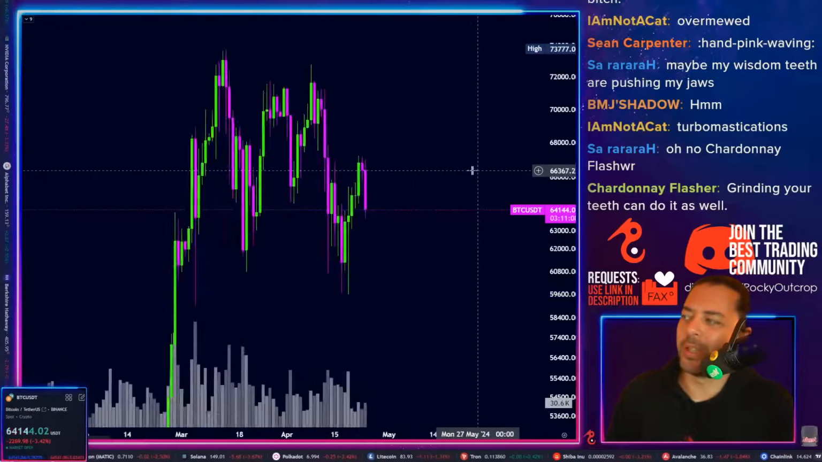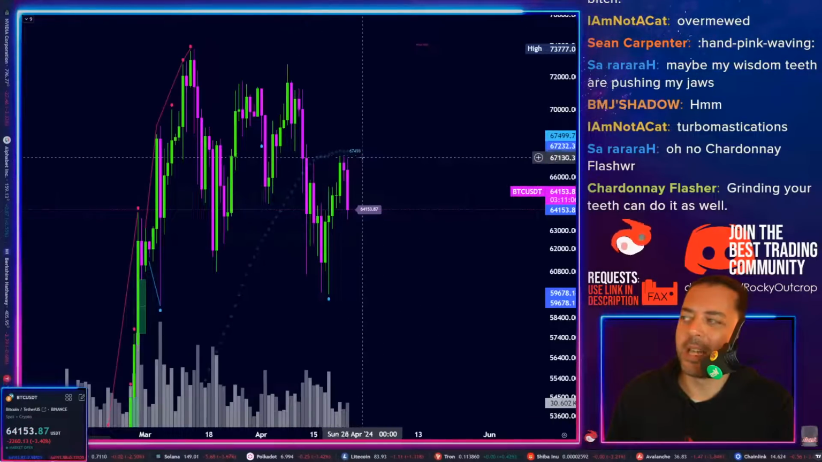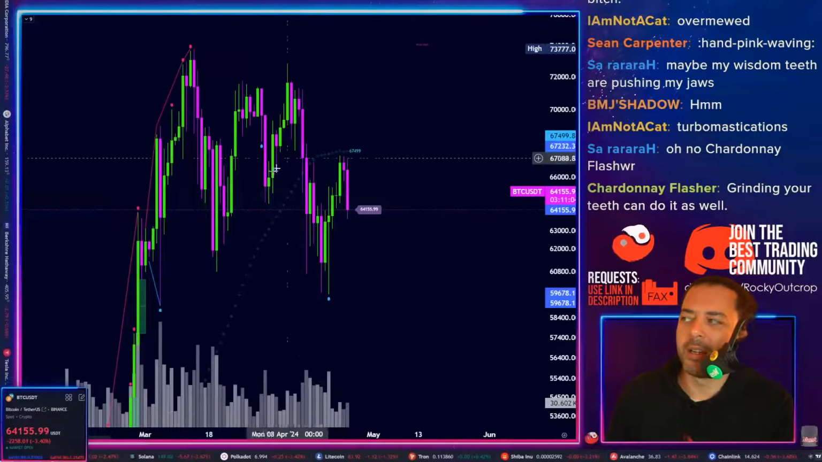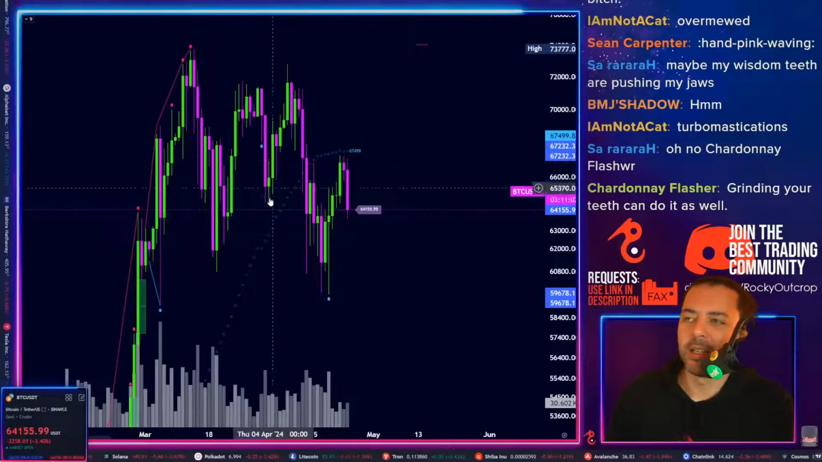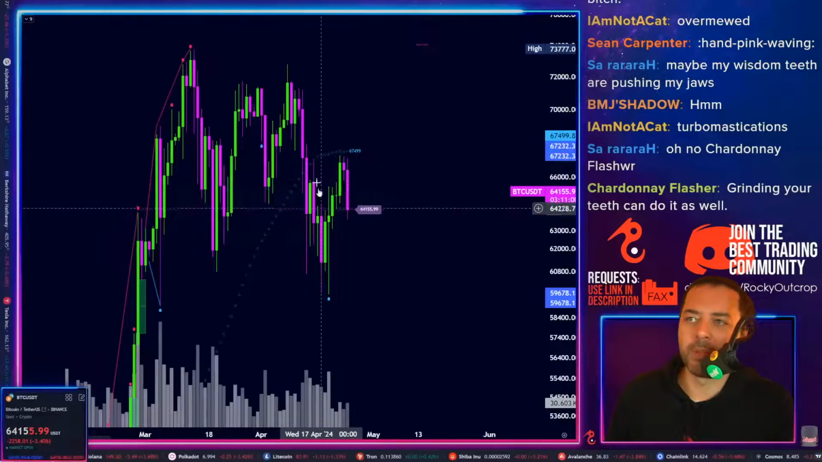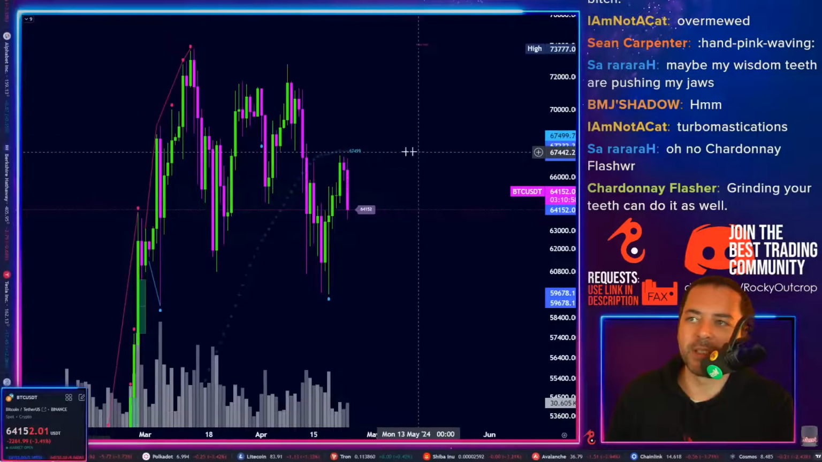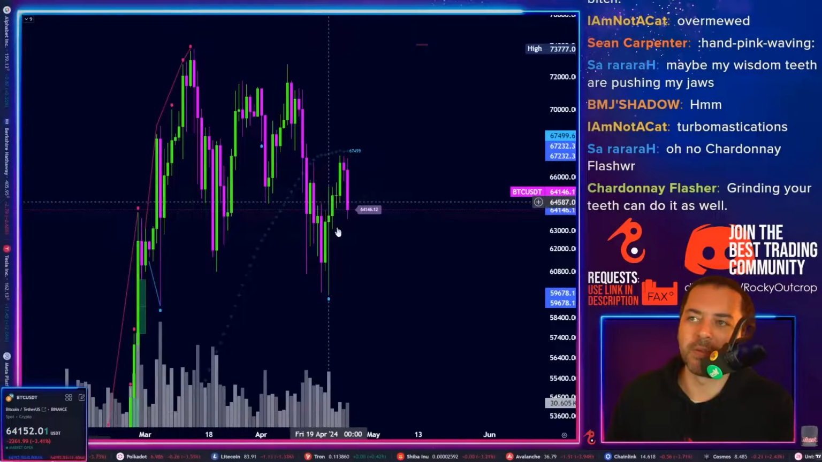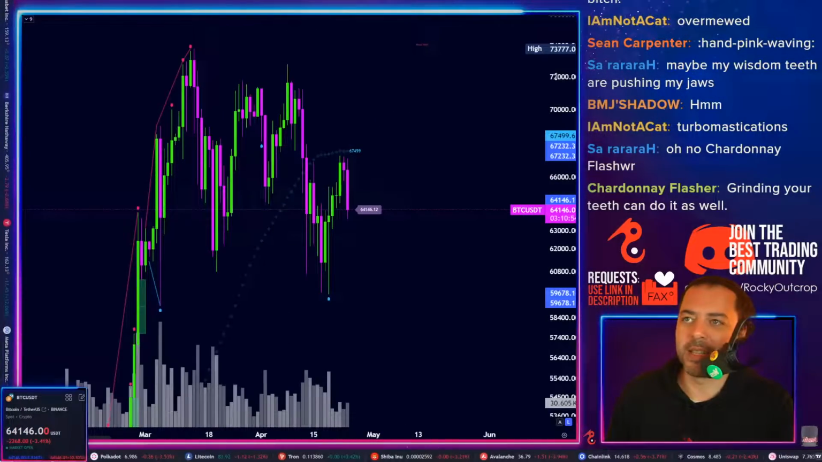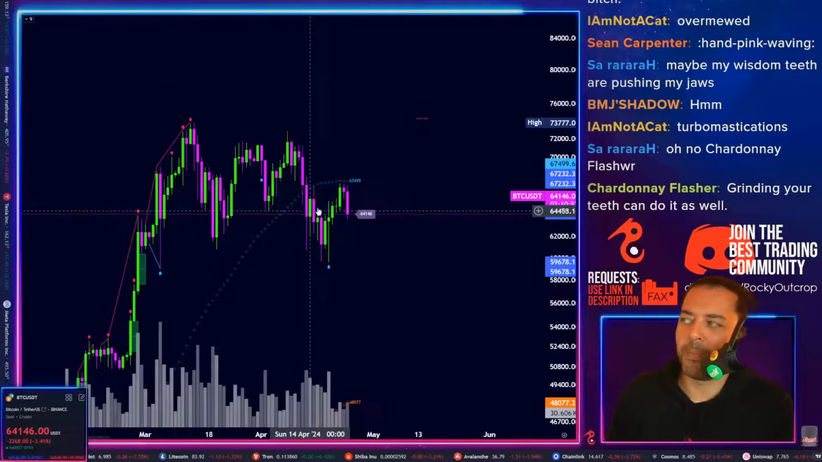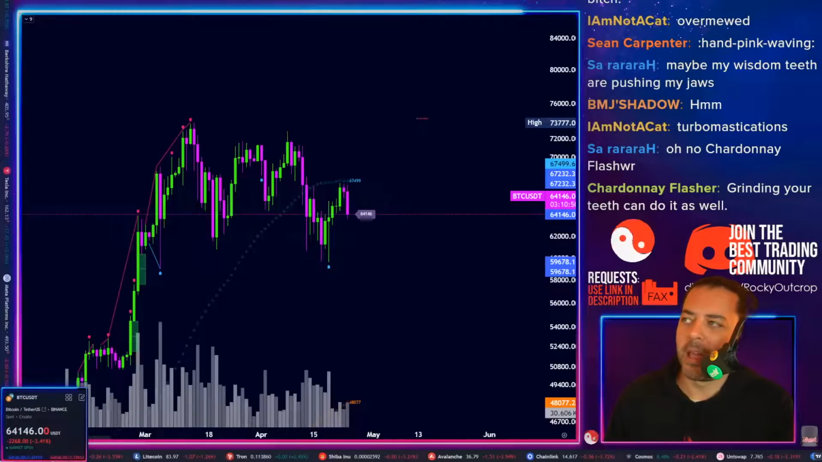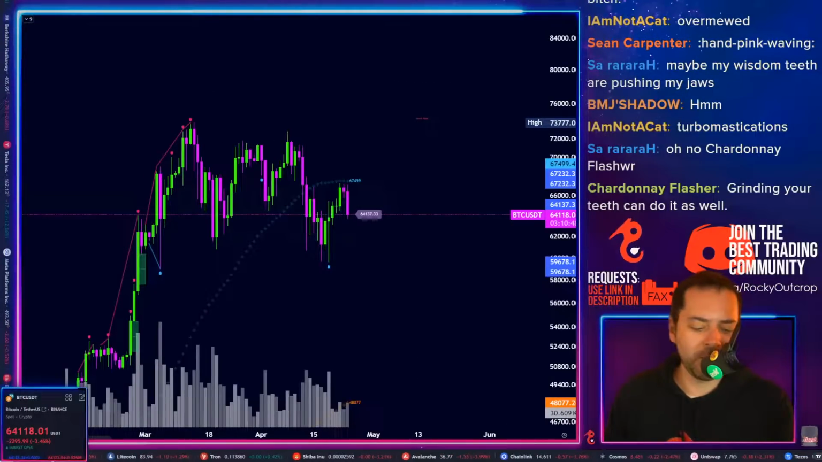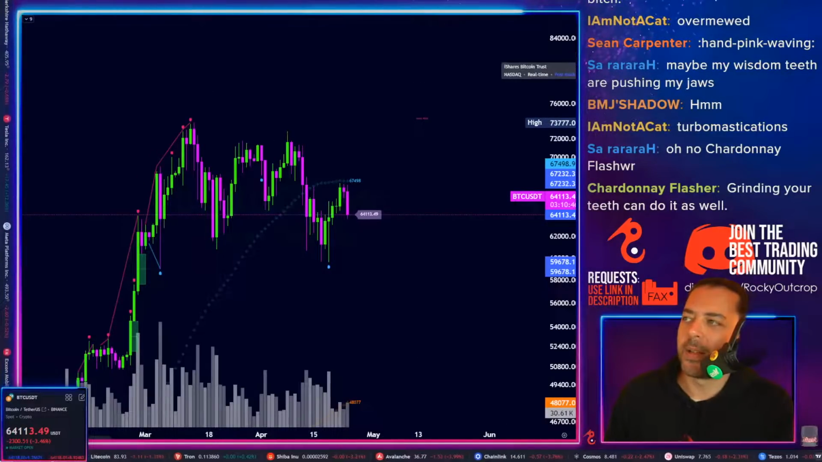If we go to the daily time frame, we can see that this is where the price broke down below and has found resistance since. So there was support, sort of, then it became resistance. That's the daily time frame on Bitcoin. Now let's make it a little bit more interesting though, okay?